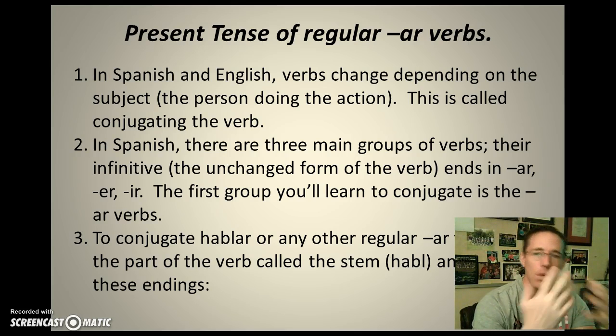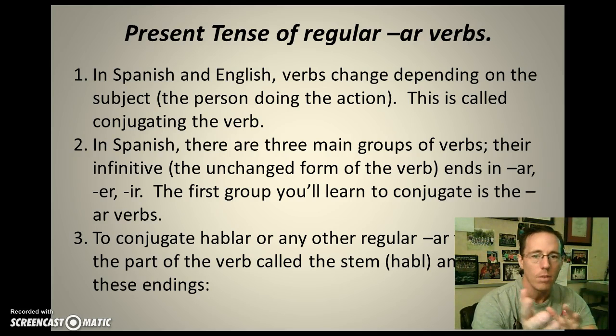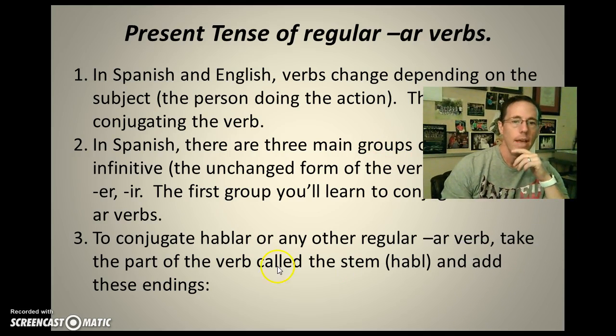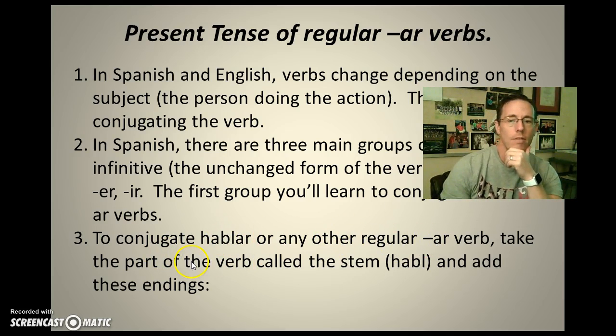In Spanish, there are three main groups of verbs. The infinitive, the unchanged form of the verb, ends in AR. And the first group you learn to conjugate are the AR verbs. So there are AR, ER, and IR verbs, and we are going to focus on the AR verbs. So to conjugate hablar or any other regular AR verb, you'll take the part of the verb called the stem, in this case HABL, and add the following endings to it.